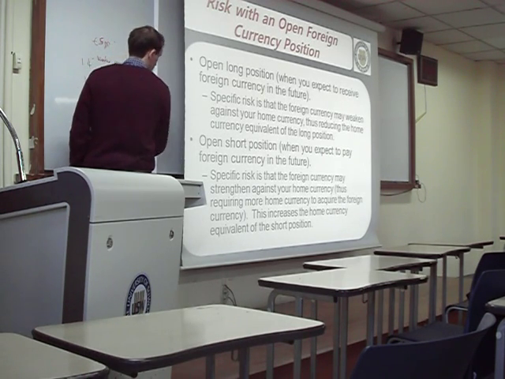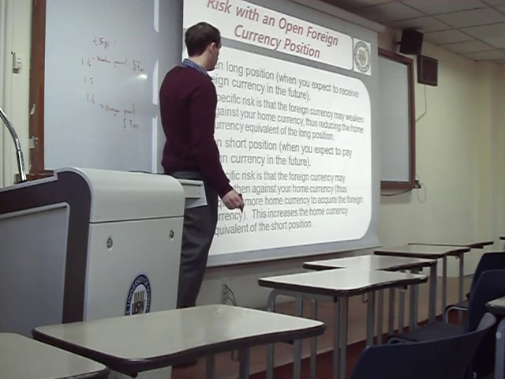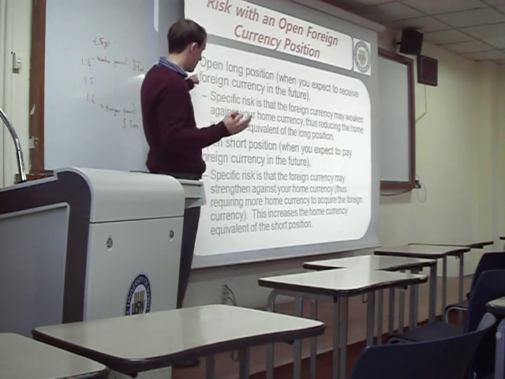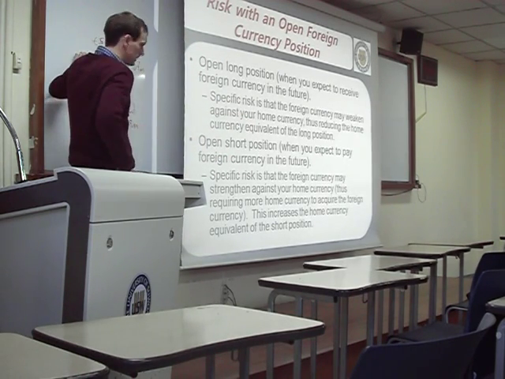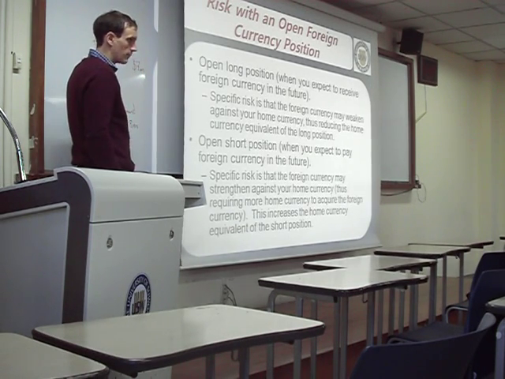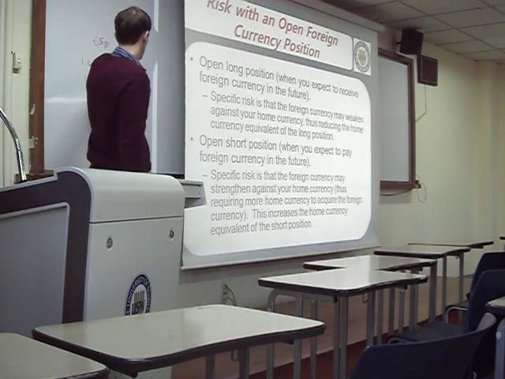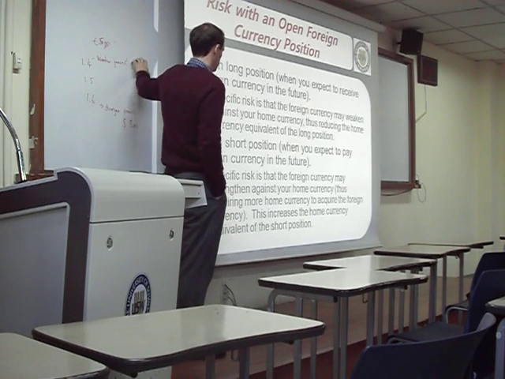In the test we were paying, but in this case we are receiving. Long, receiving the currency. We receive the currency at this exchange rate, we get fewer dollars. Are we happy? No. Here we've received more dollars. Are we happy? Yes. So this is the risk. The British pound gets weaker and we receive less.